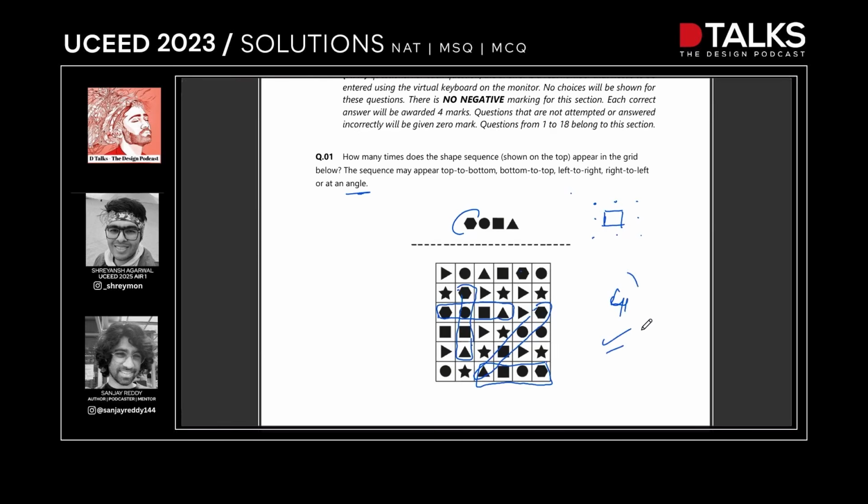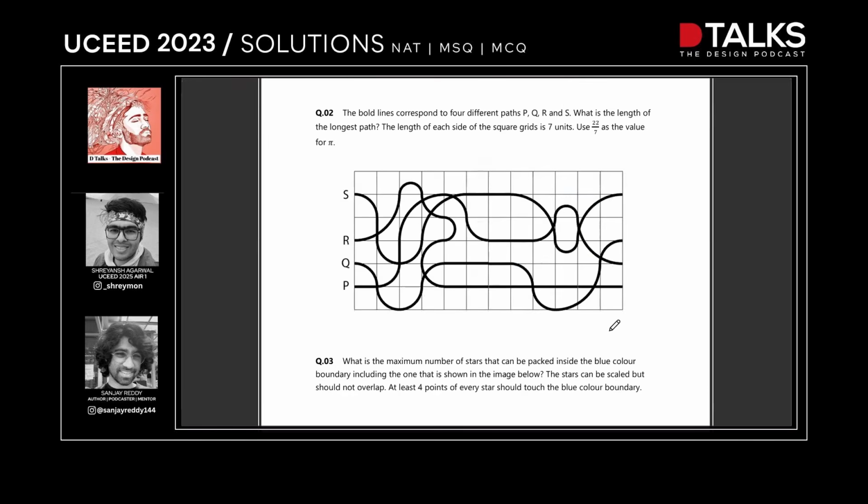Then comes the bold lines correspond to four different paths P, Q, R, and S. What is the length of the longest path? The length of each side of the square grids is 7 units. Use 22 by 7 as the value for pi. The best way to do it is to go one by one, and do not calculate the exact value at once. So let's start with P.